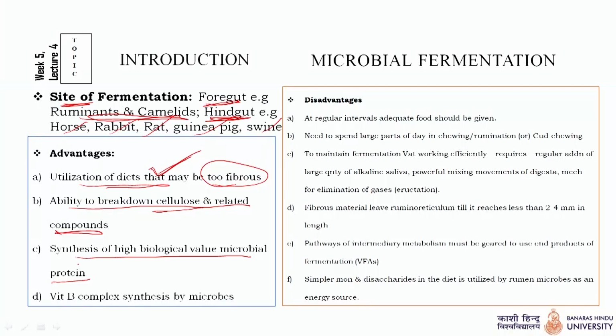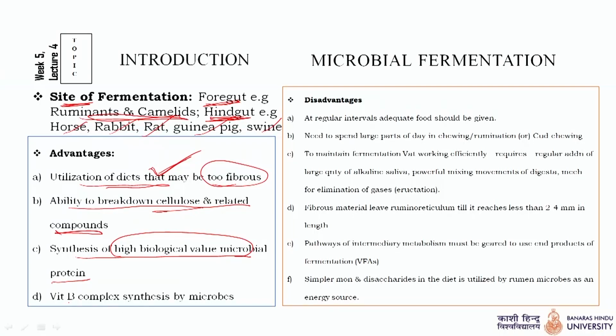So these proteins will be taken by the microbes and converted into a high biological value microbial protein by integrating it into the cell wall. So this synthesis of high biological value protein, that means the conversion of a low biological value protein into a high biological value microbial protein, will be easily digested and absorbed by the ruminants. That is beneficial for them.